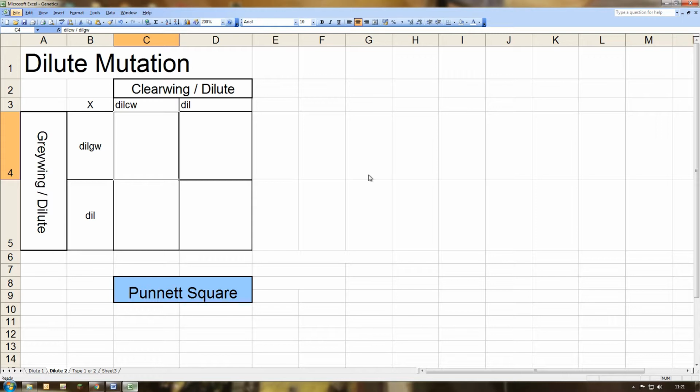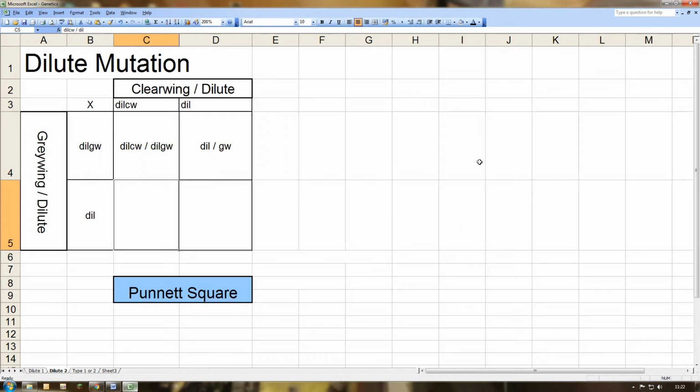As I said, we've got a clear wing split dilute with a grey wing split dilute. So in this top square up here, it's going to inherit one of the mutated clear wing genes and one of the mutated grey wing genes. And if we remember our outcome for that, it means that we're going to have a full-bodied grey wing bird in this one here, because they're co-dominant. In this one here, we're going to inherit one of the dilute genes and one of the grey wing genes.